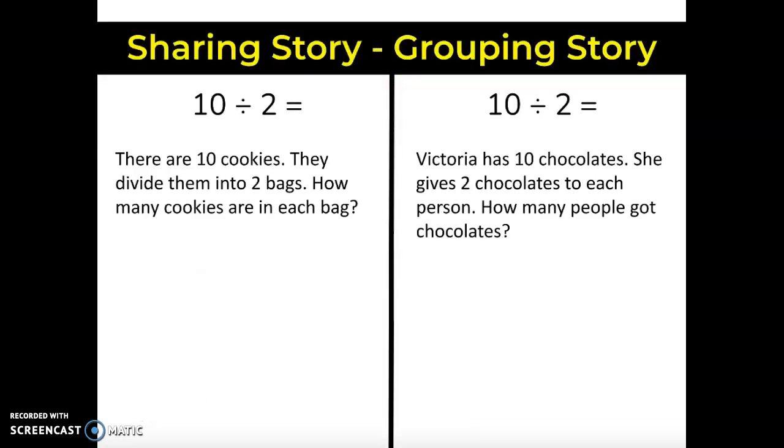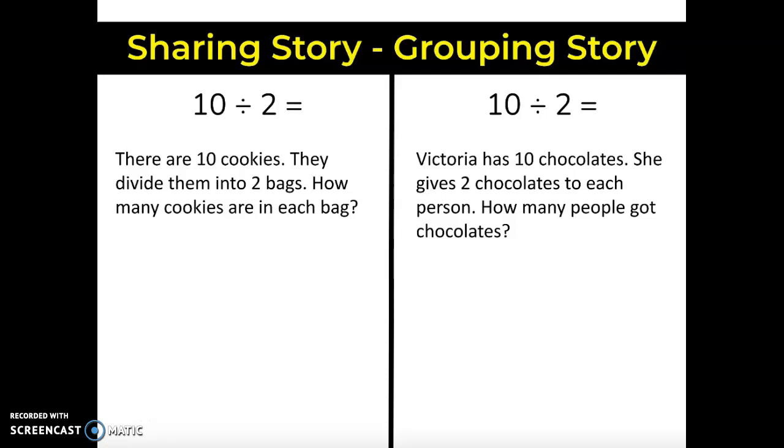The first thing we're going to review is just what is a sharing story and a grouping story. We did this a lot last week, but I wanted to make sure you guys remembered what they were. So an example of a sharing story for 10 divided by 2 is there are 10 cookies. They divide them into 2 bags. How many cookies are in each bag? We know it's sharing because we know how many groups we're splitting them into, and we want to find out how many can we share, or how many can we give, how many can we put in each bag. So that's our clue that it's a sharing story.